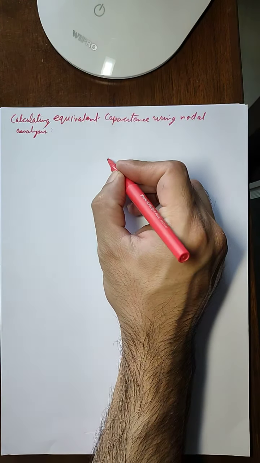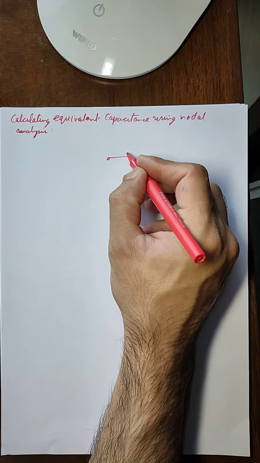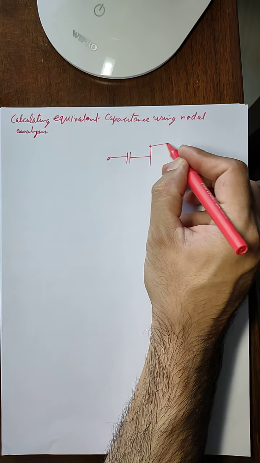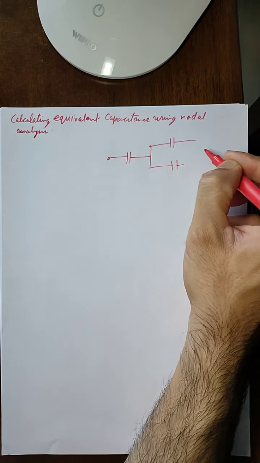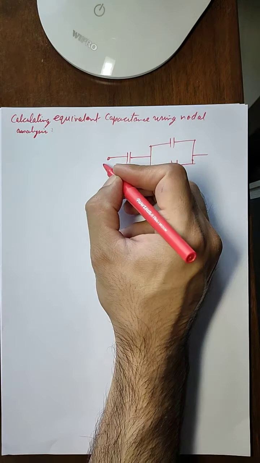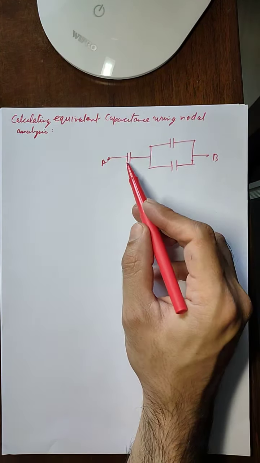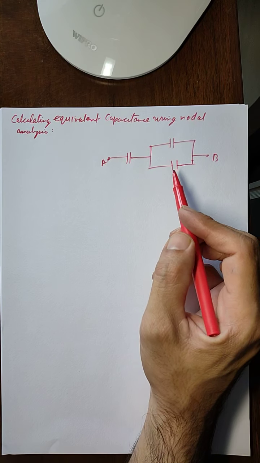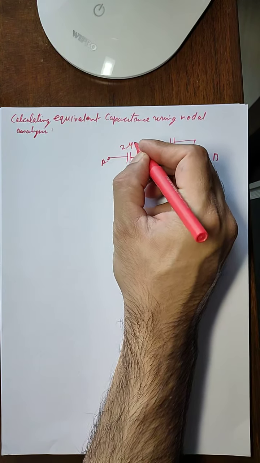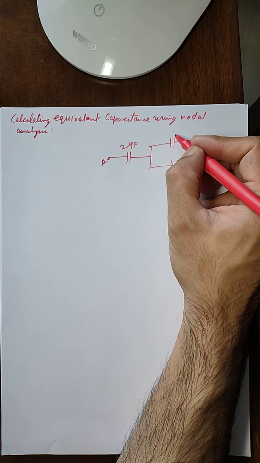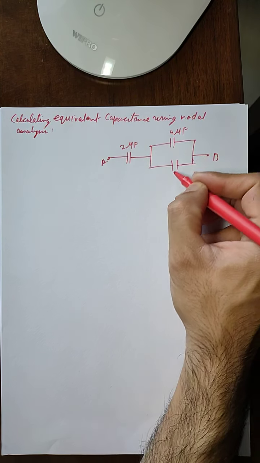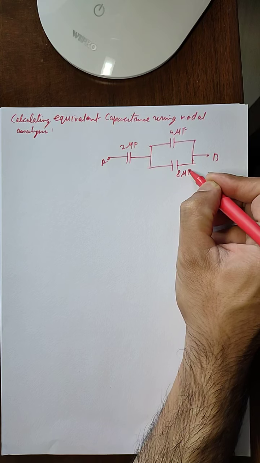the equivalent capacitance. So our circuit was like this. These were terminals A and B, and C1, C2 and C3 capacitors were given. Now we'll take values of this. Let us say this is 2 microfarad, this is 4 microfarad and this is 8 microfarad capacitors.